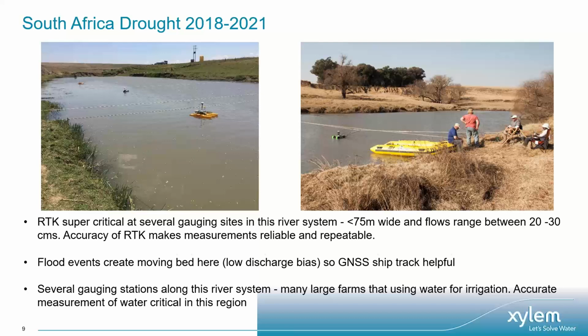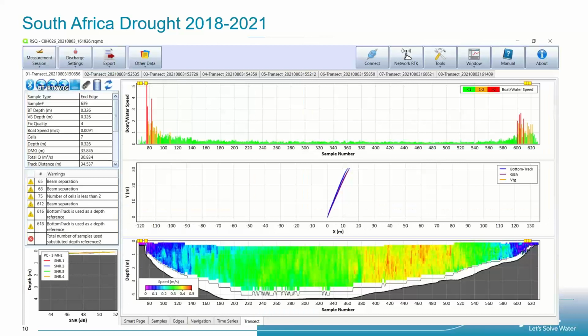So as you saw from the previous map, there are several gauging stations along the whole river system. And along the way, there are many large farms that actually use this water for irrigation. And so it's quite a complex system of tracking where the water goes and being able to measure accurately. So this is one of the primary goals here, to get a very reliable discharge measurement in the region.